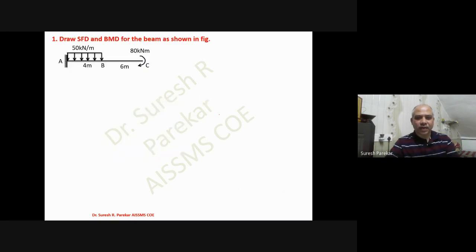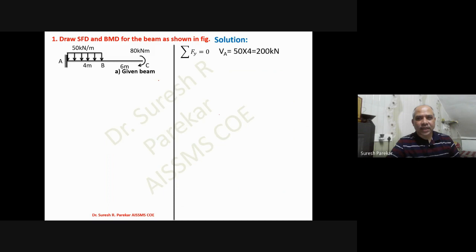So we have this problem, and we are interested in drawing the shear force and bending moment diagram. First we go for the solution: summation Fy equals 0 gives VA. We will get 50 into 4, that is 200, because moment is not considered in Fy. So directly we have the total load due to this UDL, 50 into 4, which is 200 kilonewton, and this load acts at 2 meter from here. And then summation MA equals 0, so 50 into 4 into 2 plus 80.